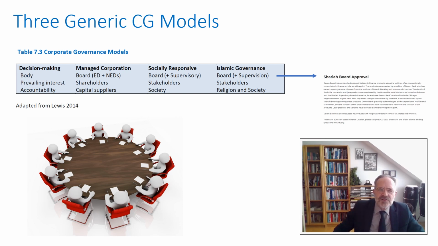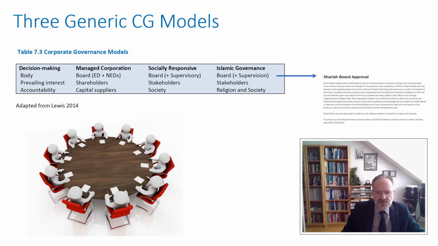When we talk about the European Continental model, we call it a socially responsive model. We have a board and separately a supervisory board. The prevailing interest is not the interest of shareholders, but broadly speaking, the interest of all involved, which we summarize as stakeholders, and the company has a responsibility towards society.